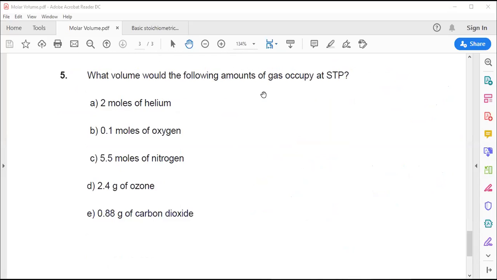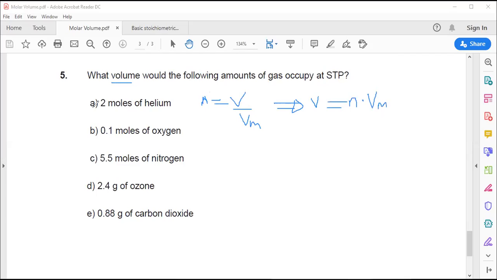What volume would the following amount of gas occupy at STP? All right, so we start. 2 moles. So we're going to use our formula. We are looking for volume. So we need a formula for volume. Number of moles is equal to volume over Vm. Right, so if I need volume, I simply cross multiply. Volume is equal to number of moles multiplied by molar volume.